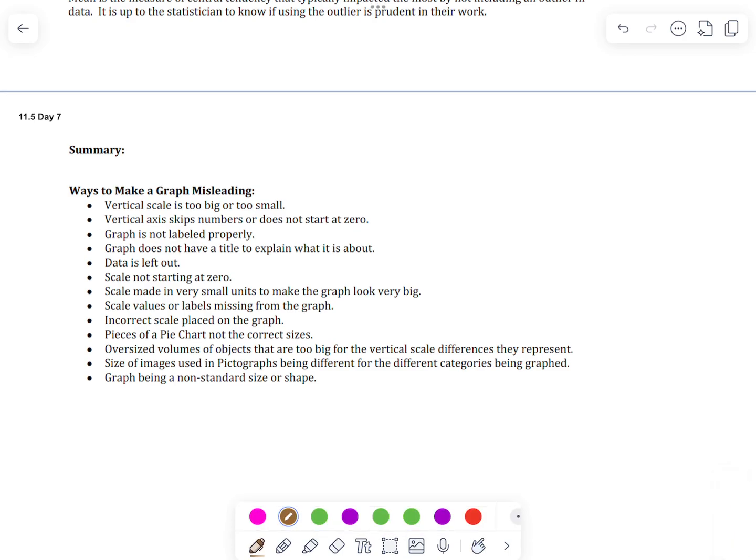So here's some summaries of ways graphs can be misleading. Sometimes the vertical axis, so here's your vertical axis, could be scaled incorrectly by being too big or too small. The vertical axis might skip numbers, so it might jump all the way. It might not start at 0, start at 5, and then just go to 8, and they really should include these numbers down here. A graph is not properly labeled, so it might be missing an x-axis label, a y-axis label, or a title. Some of the data might be left out.